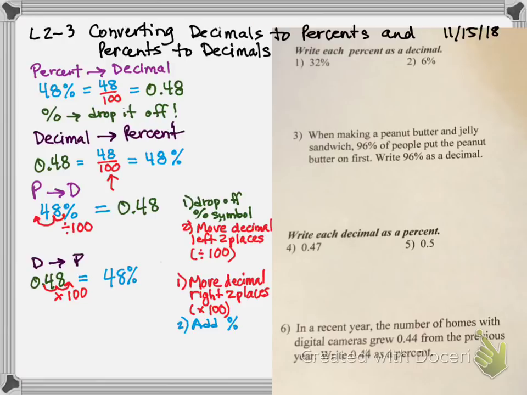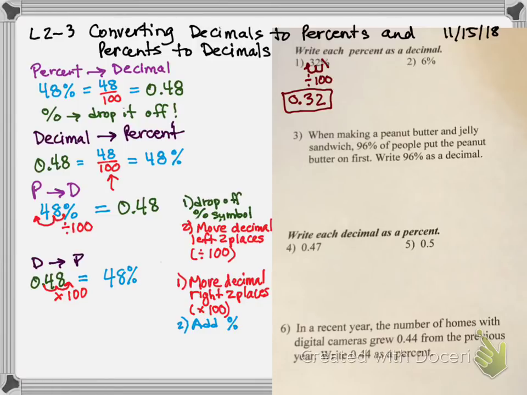So I have a percent. I'm going to drop off the percent symbol and then divide by 100, which is moving my decimal point left twice. And I get my answer is 32 hundredths. That's it. That's as strenuous as the work gets. Okay? Not bad at all. All right, let's try that again.